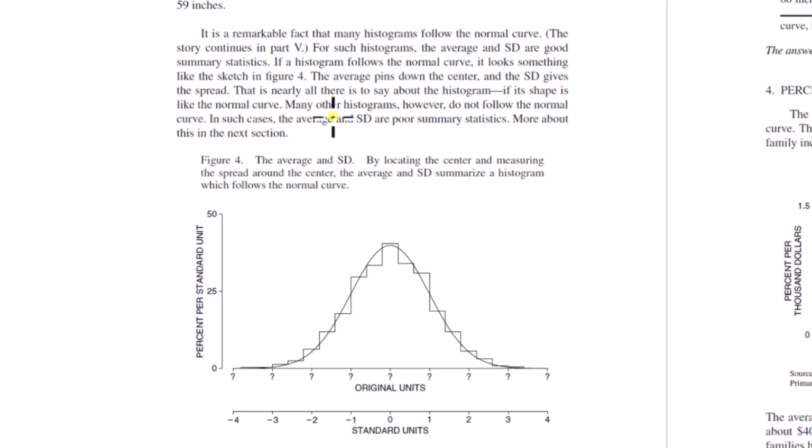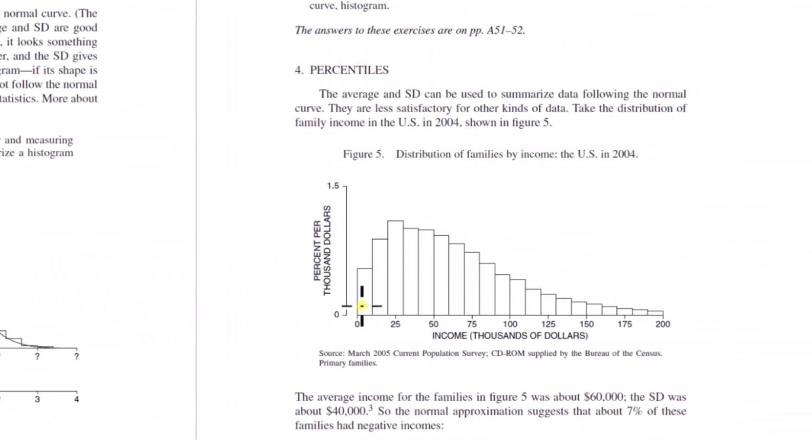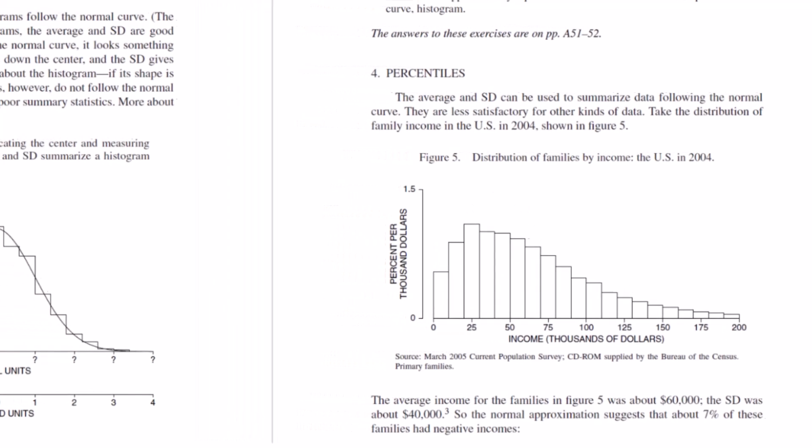But many other histograms, however, do not follow the normal curve, of course. In such cases, the average and standard deviation are poor summary statistics. Interesting. So if you've got a list of numbers and it's not normally distributed, you can't assume that it follows a normal distribution. For example, they give an example here. You can't say that this is normally distributed, and that's going to happen in a lot of cases.